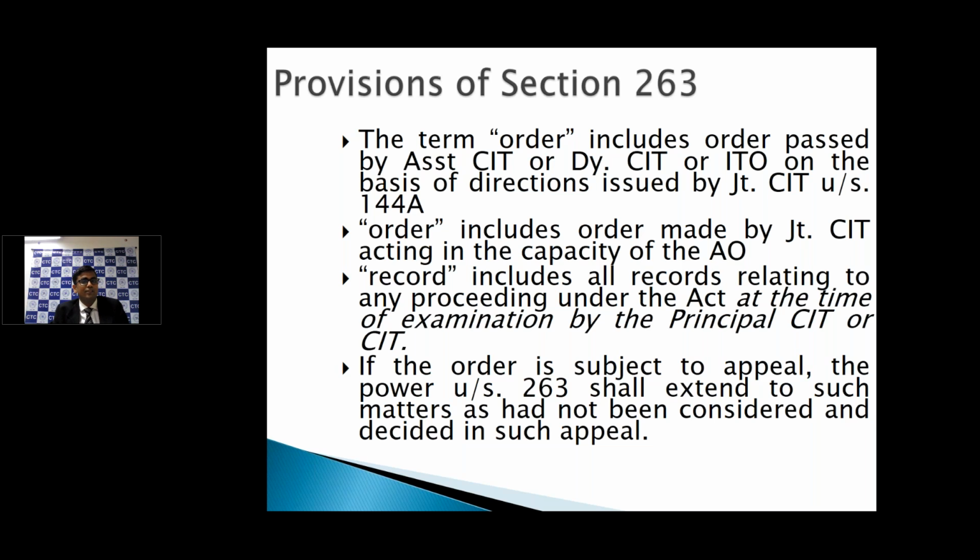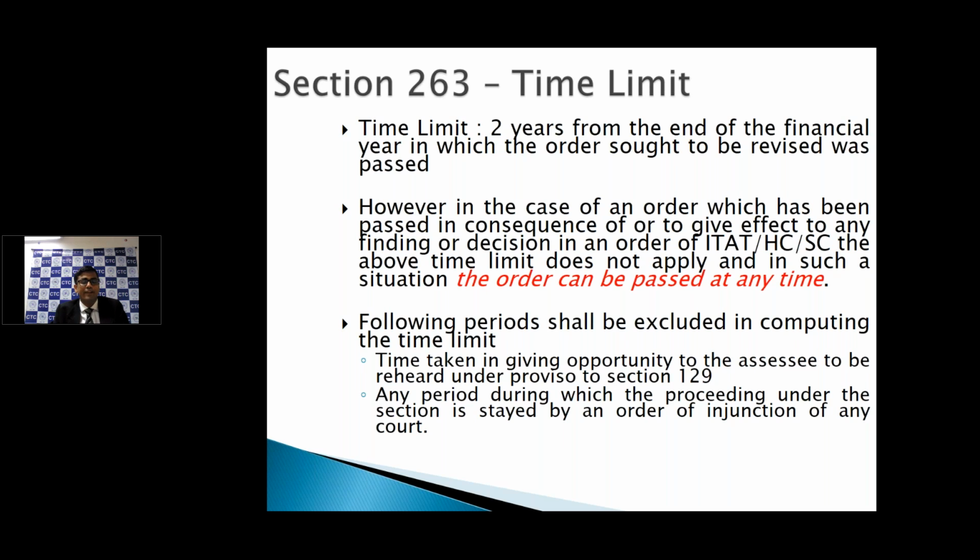Time limit for exercising this revision jurisdiction is 2 years from the end of the financial year in which the order sought to be revised was passed. Normally, the assessment proceedings earlier were time barring in the month of March. We have seen so many changes in the completion of assessment proceeding. Earlier the time limit was 2 years from the end of the assessment year, then later they reduced it to 21 months from the end of the assessment year. So be that as it may, whenever the assessment order is passed, from the end of that financial year, 2 years time limit is there for the CIT to complete the revision and pass the order.